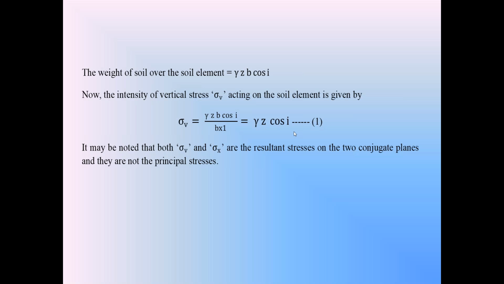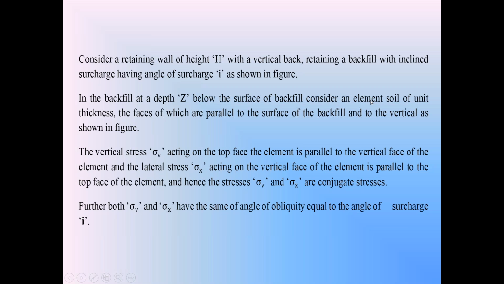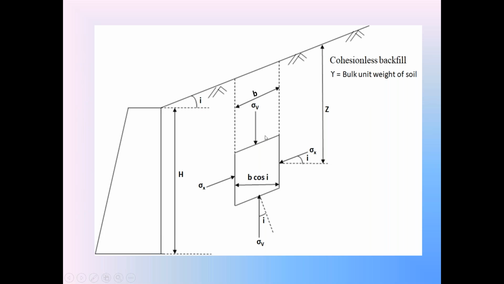Okay, thank you. Now coming to the diagram, we consider the inclined backfill surface. The backfill behind the retaining wall is the inclined surface, not the horizontal, and we discuss the vertical stress acting on the soil element, sigma V, due to this inclined surface backfill. We got the equation sigma V is equal to gamma into z cos i.